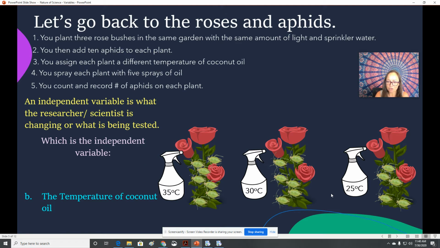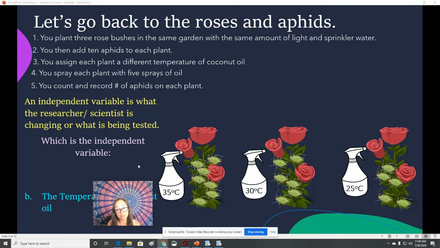Good. It's the temperature of coconut oil. That is what we are changing as the researcher. That's what we're curious about. So we are setting that independent variable, and then we're going to count after our experiment, after we spray them with coconut oil, we're going to look at, well, how many aphids are left?